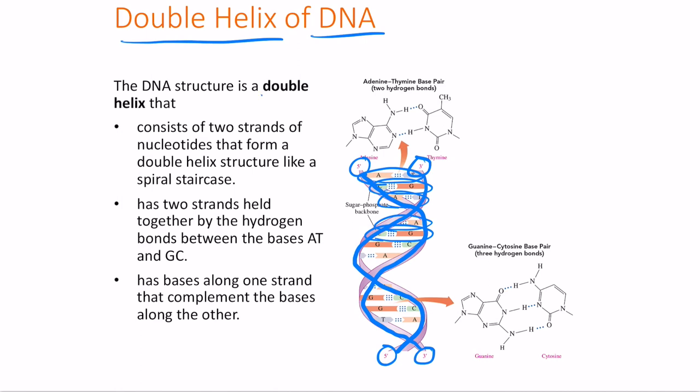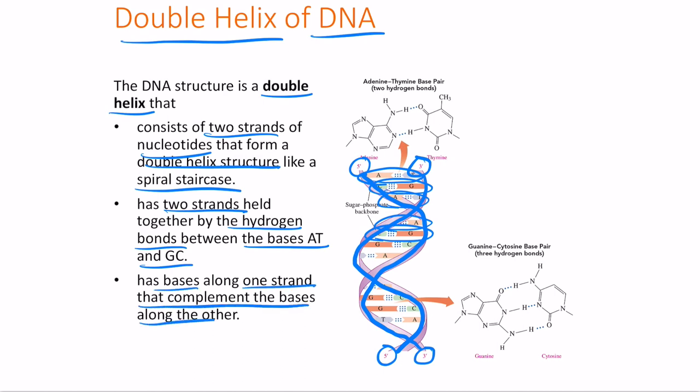So the DNA here enters into a double helix structure. It contains two strands of nucleotides forming a double helix like a spiral staircase. It generally has two strands held together by hydrogen bonds between the bases AT and GC. It also has bases along one strand that complement the bases on the other.